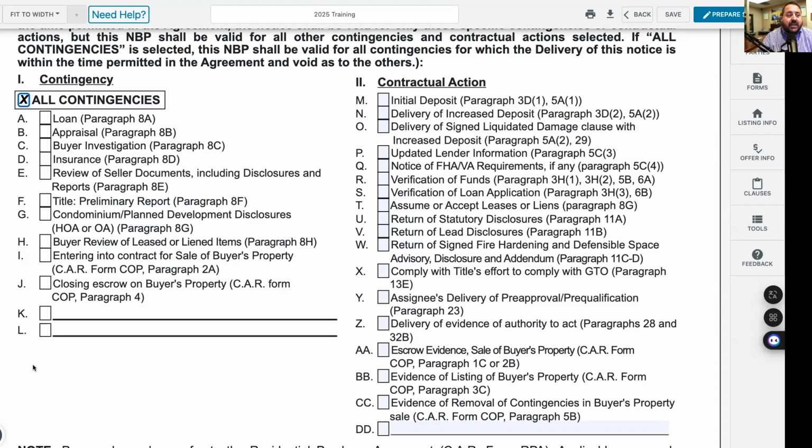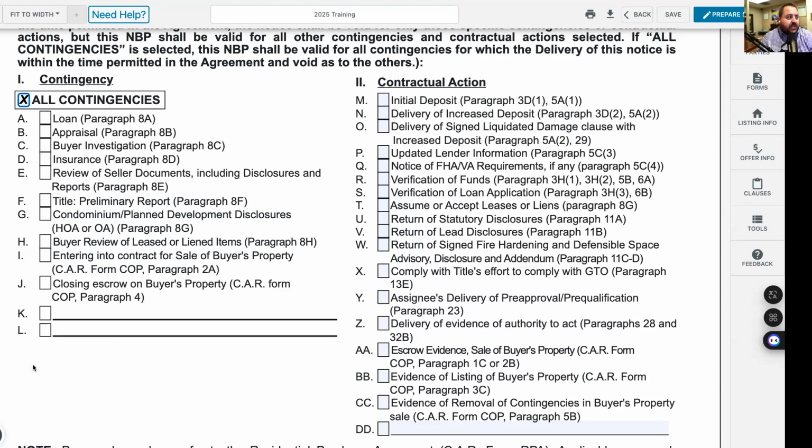The assumption of any leases or liens, paragraph AG, that's the leased or liened items like solar panels or water softeners. The return of the statutory disclosures, because that has to be done by day 17. Return any of those things that have to be returned, documents that need to be returned. That's not a contingency. It's a document that has to be returned, and those time periods match with the contingency period. So keep that in mind. If they remove their contingencies but don't send those forms, you can still send them a notice to perform for that. Okay? So here is all your contractual obligations.